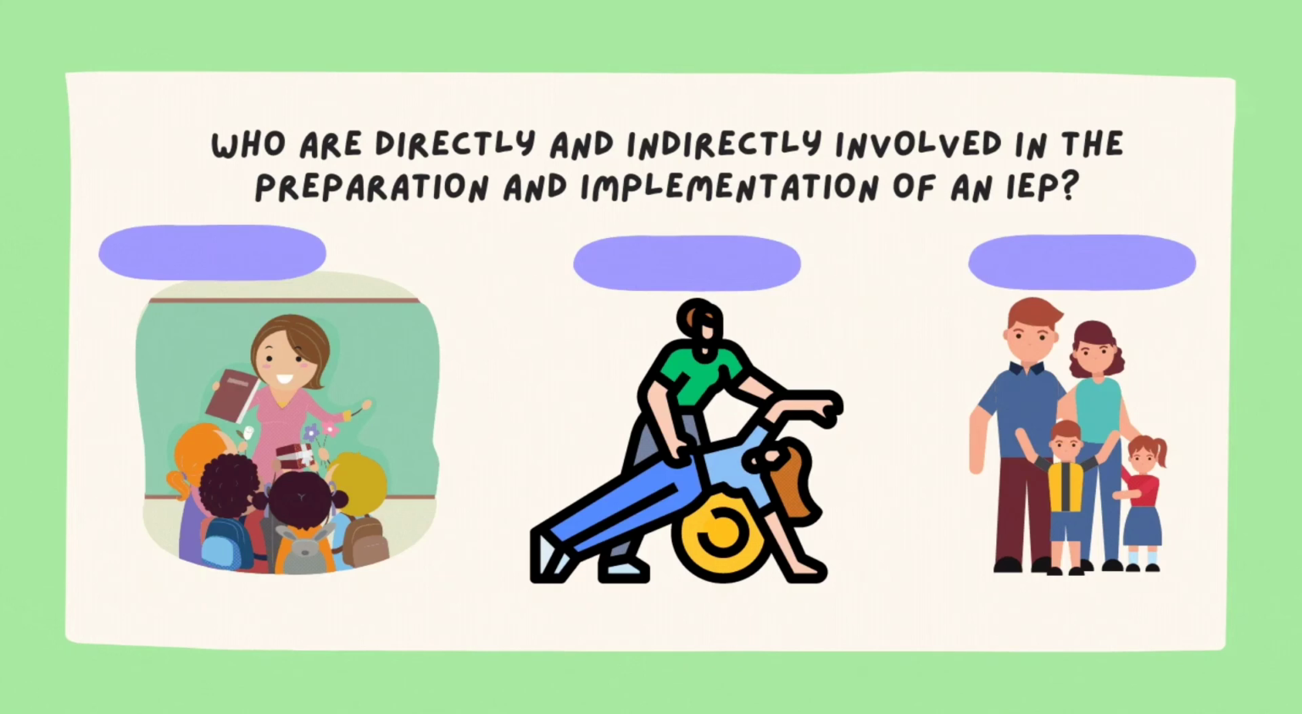Who are directly and indirectly involved in the preparation and implementation of an IEP? Special education teachers are directly involved in writing the IEP. Indirectly involved persons are the other specialists who provide diagnostic reports, which in turn are used for individualization of educational plans. These are the physical therapist, occupational therapist, and speech therapist. And lastly, the family of the learners.